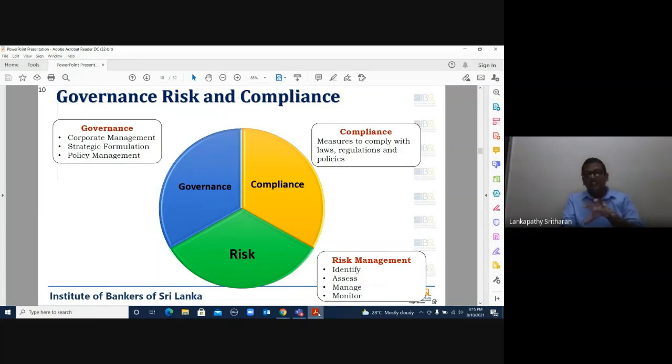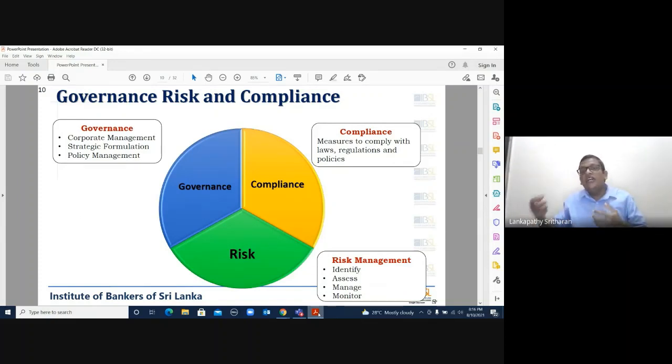For example, for there to be a successful risk management function, there should be a successful compliance function as well as governance. And if there should be a good compliance function in a bank or finance institution, there should be a good risk management function as well as governance function. That's what it says, that compliance, risk and governance are interrelated. Governance includes corporate management, strategic formulation, and policy management. If there should be a good compliance function, there should be good policy management related to it, so there should be good corporate governance.